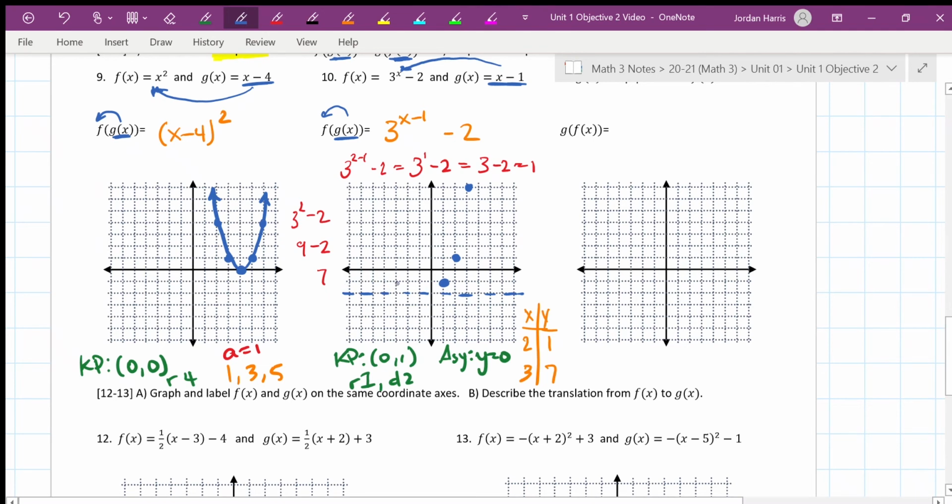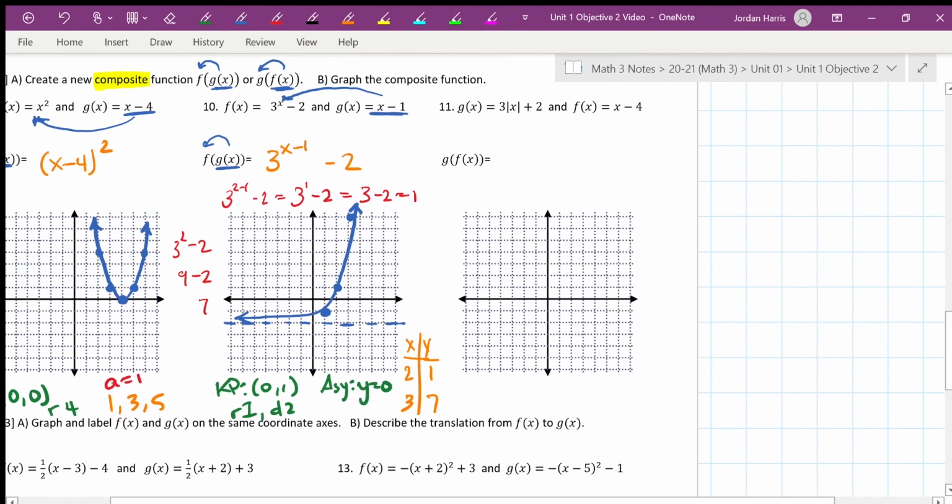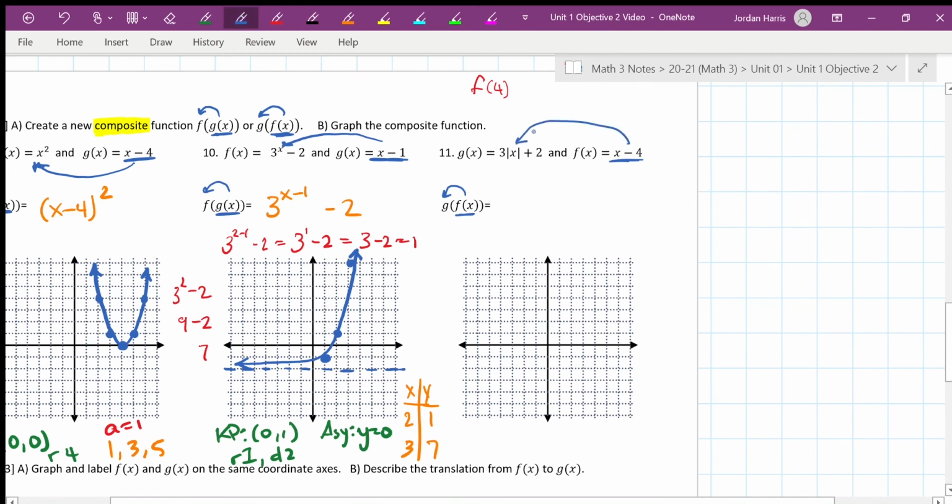Okay, and spike up. Boom. And there's our new function. Okay, last one of this type. Plug in f into g. So plug in my f into my g. Oh, luckily this one's a little easier. Absolute values are a lot easier to deal with.